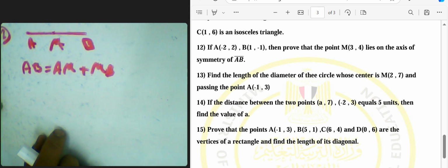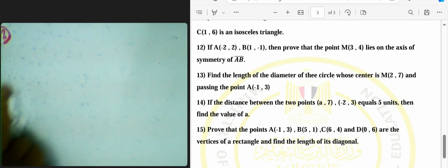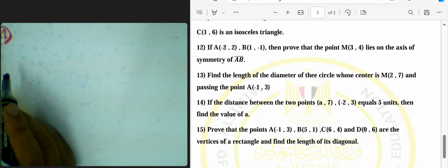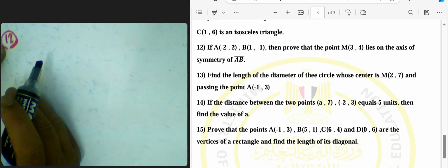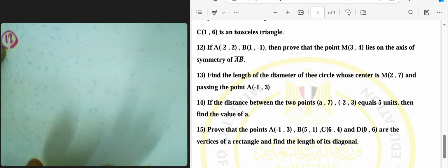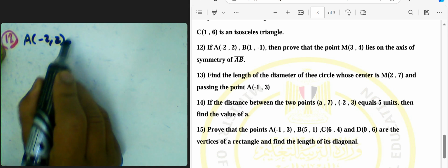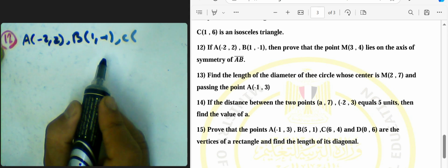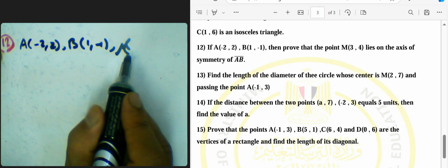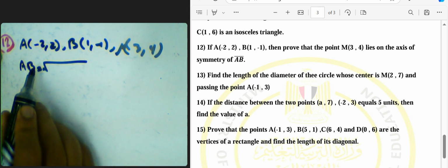Then we must prove that AB equals AM plus MB. First step, you can find the length of AB and AM and MB. So we have 3 points here in question 12. It's not in between them, but we have a line of symmetry of AB, so you can write it outside or inside the line segment. Okay, we have here A as negative 2 and 2, and point B equals 1 and negative 1, and point M equals 3 and 4. So first step, we can find the length of AB here.